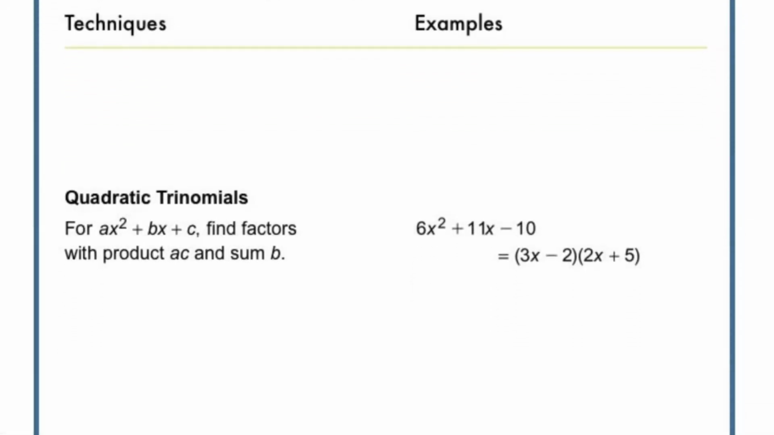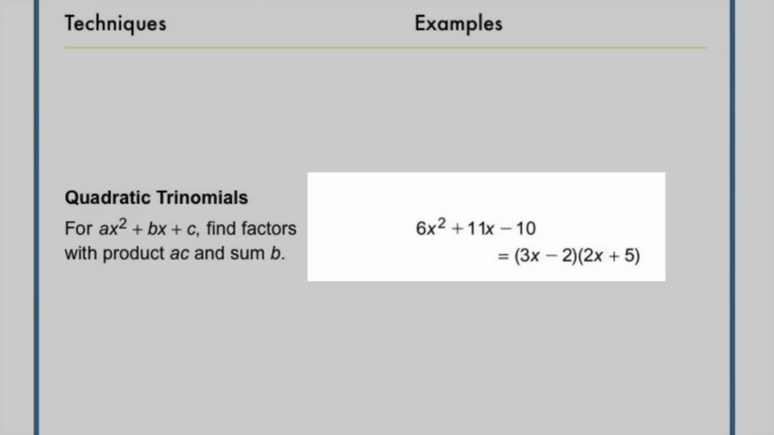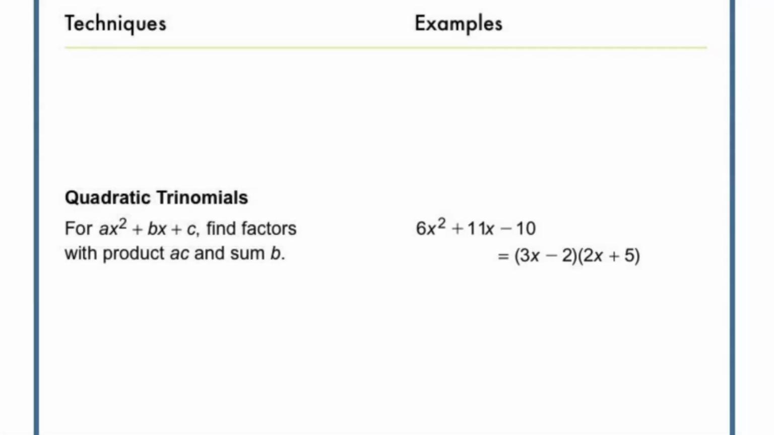Quadratic trinomials. For the trinomial ax squared plus bx plus c, find factors with product ac and sum b. An example, 6x squared plus 11x minus 10 can be rewritten as the product of two binomials, 3x minus 2 and 2x plus 5.